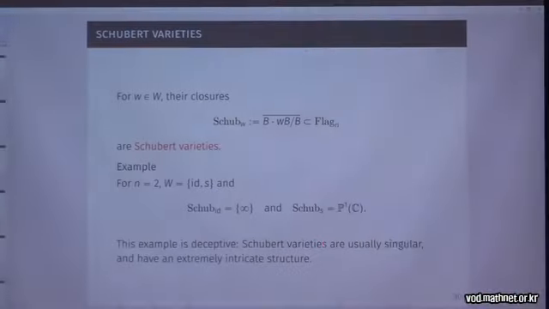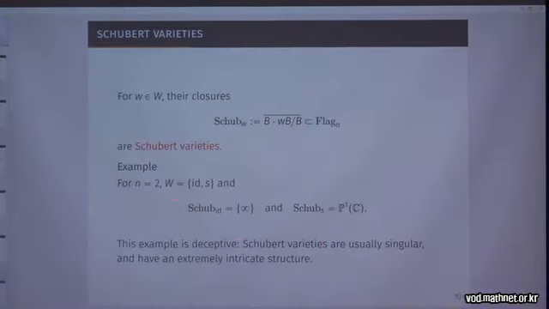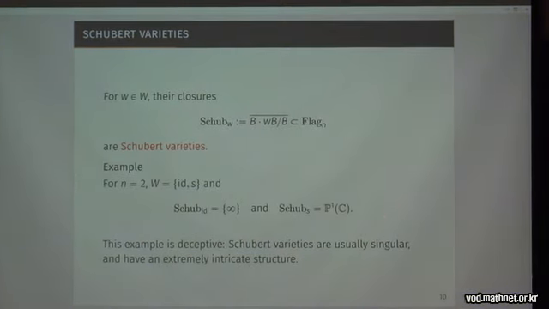But don't be fooled by this example. Schubert varieties are usually singular, and they're very, very complicated things to understand geometrically. So Chevalley, who's one of the greatest mathematicians of our field in the 20th century, actually believed that Schubert varieties were smooth, always, for some time. And so you can be forgiven for thinking they might be smooth, but they are not.